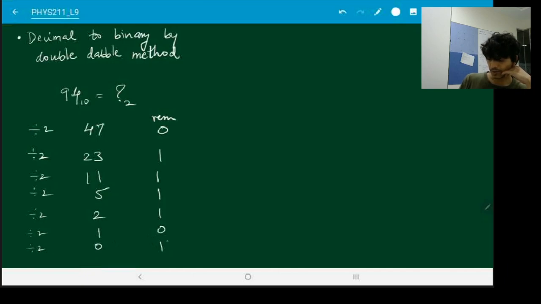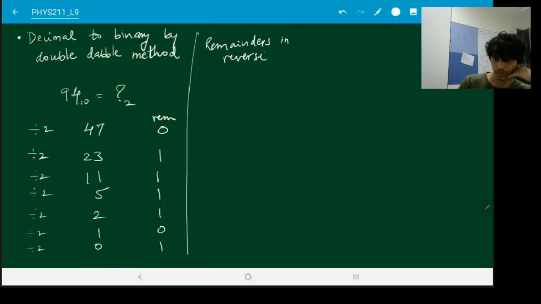So now I have taken all these remainders. What I will do is I will just put them in reverse order. So remainders in reverse gives you 1011110. And this is the answer.